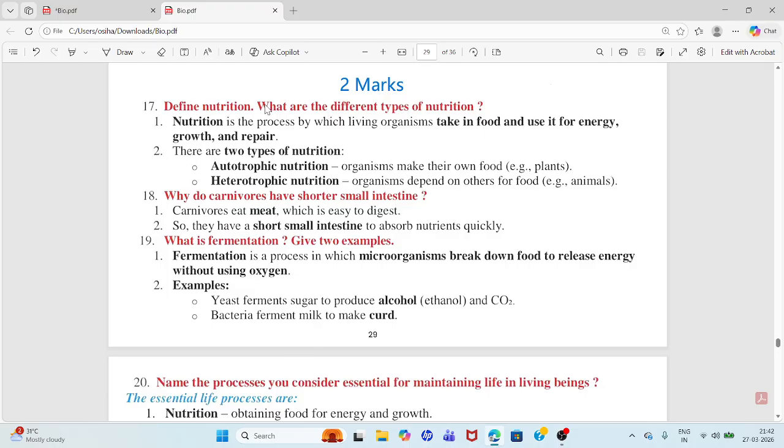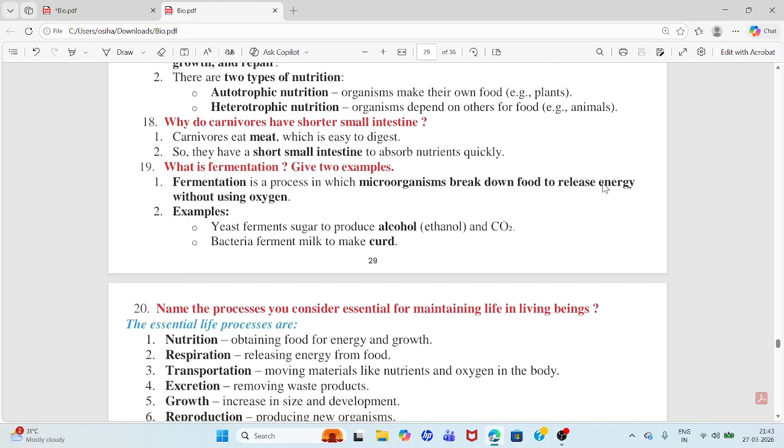17th question. Define nutrition. What are the different types of nutrition? Nutrition, we have learned previously also, so I'm not going to discuss here. Just briefly. There are two types of nutrition: autotrophic nutrition, heterotrophic nutrition. Autotrophic means organisms make their own food. Heterotrophic nutrition means organisms depend on others for food. For autotrophic nutrition, example plants. Heterotrophic nutrition example is animals.